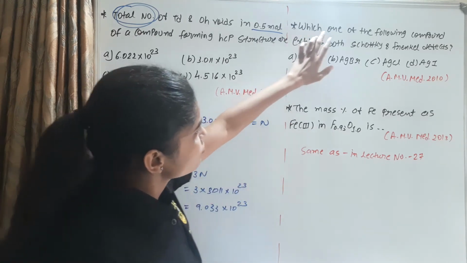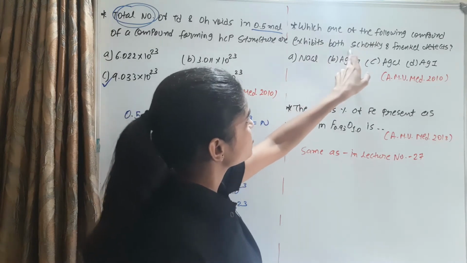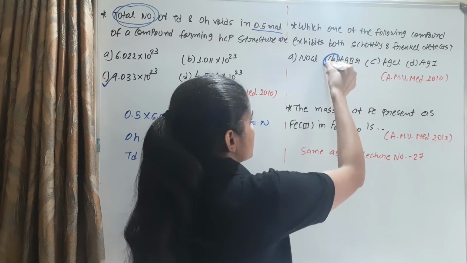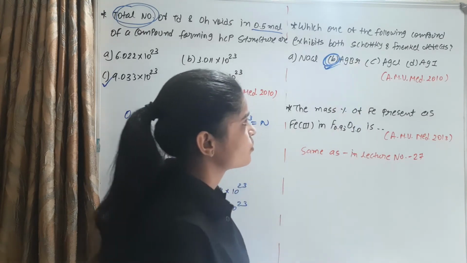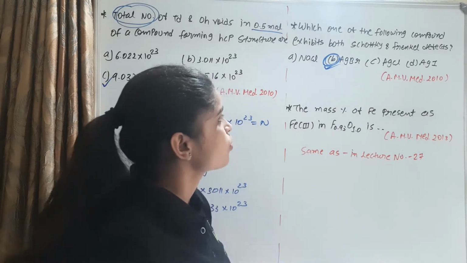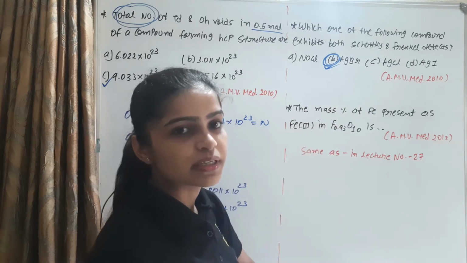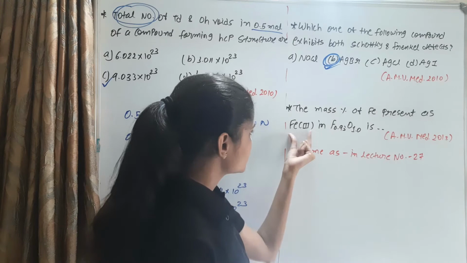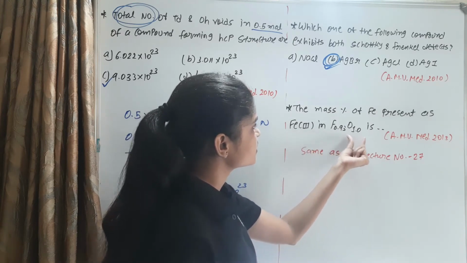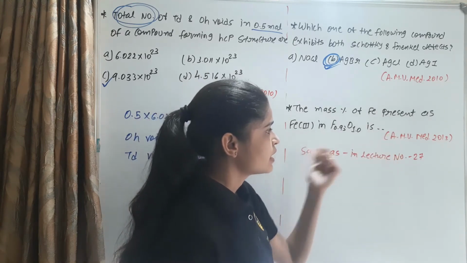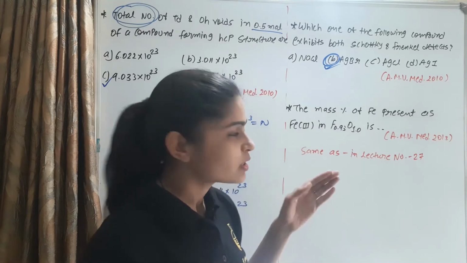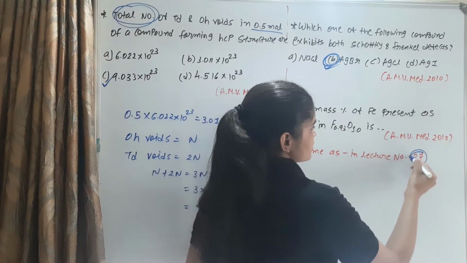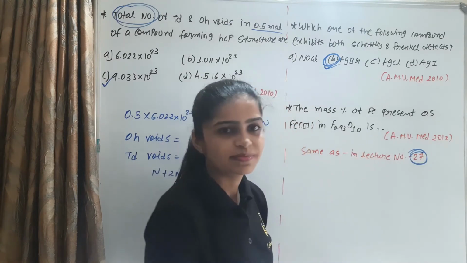Next, which one of the following compounds exhibits both Schottky and Frenkel defect? The answer is AgBr. This is the exceptional case for this defect. AgBr shows both Schottky and Frenkel defect. Next, the mass percentage of Fe present as Fe3 plus in Fe0.93 O1.00 is asked. This is the same as the previous lecture, lecture number 26 example.